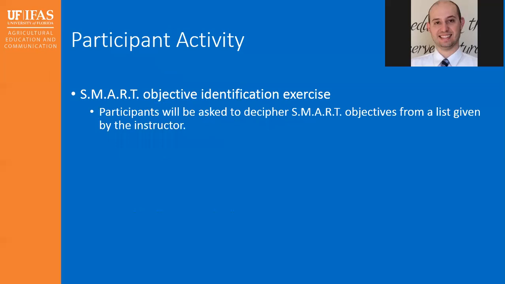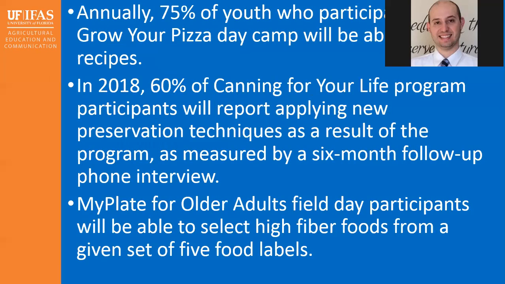So we will go into identifying SMART objectives. We've got 3 right here, and we'll just start with the first one. I want you to explain or identify if it's a SMART objective, and if not, why not? So we'll start with the first one. Annually, 75% of youth who participate in the Grow Your Pizza Day Camp will be able to follow recipes. So let me know if this is SMART, and if it's not SMART, why?